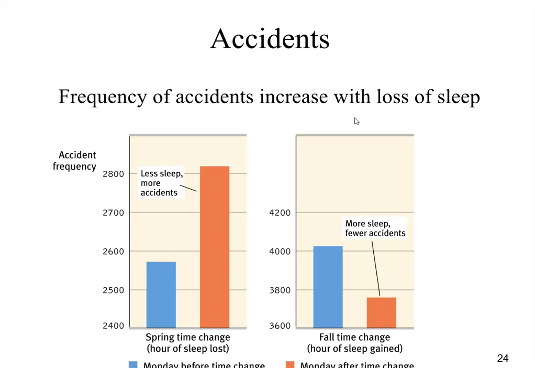As we see from this chart here, when we do the time changes, which usually happen in the fall and the spring, in the springtime when we lose sleep because we move the clocks forward, the rate of accidents goes up, and in the fall, when we move the clocks back, the rate of accidents actually goes down.